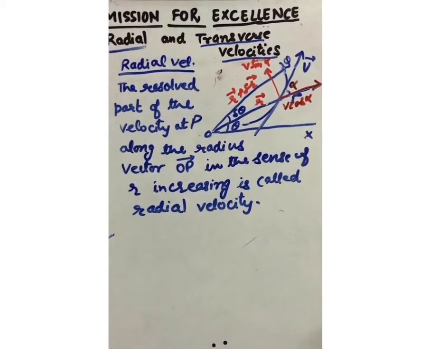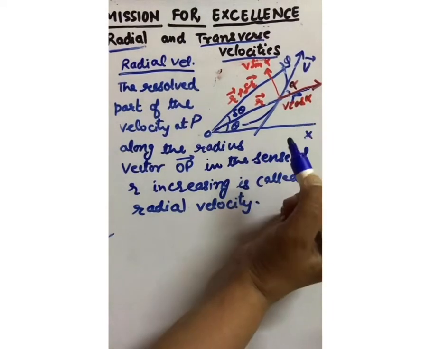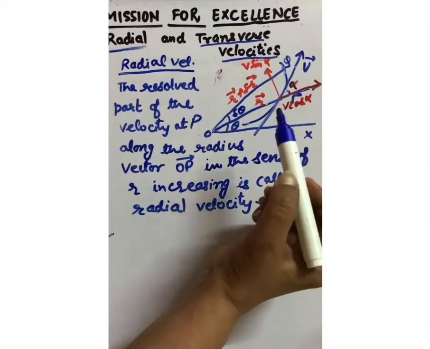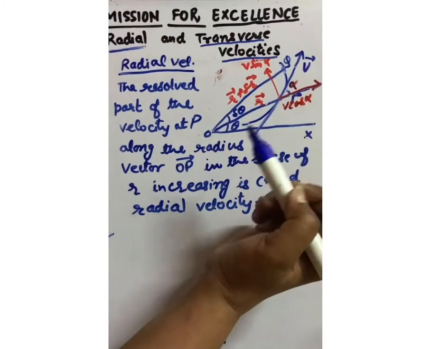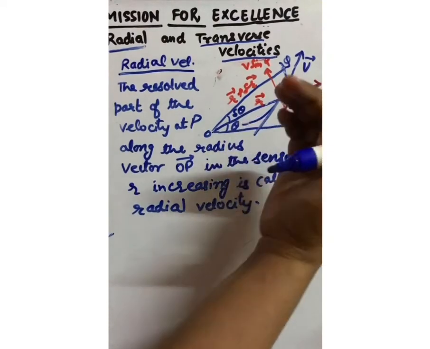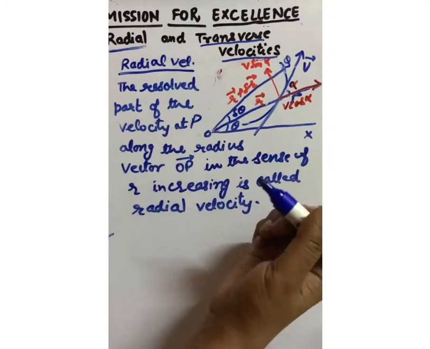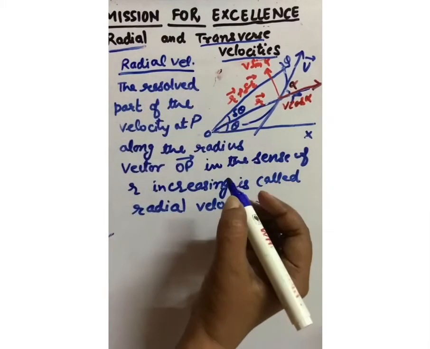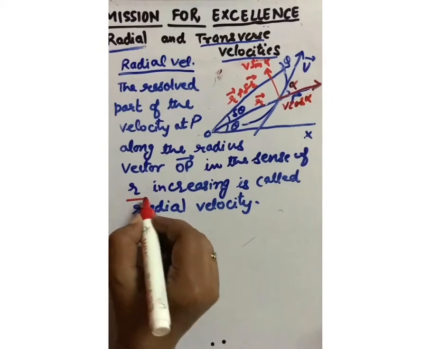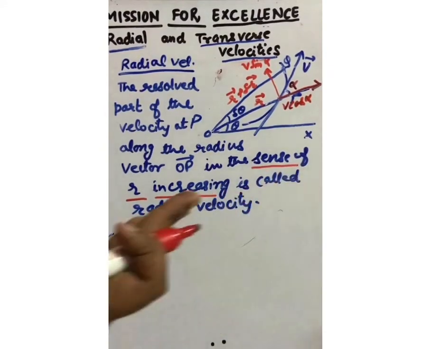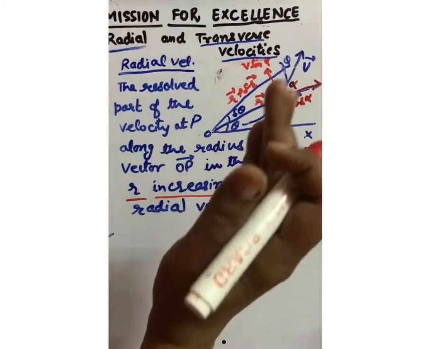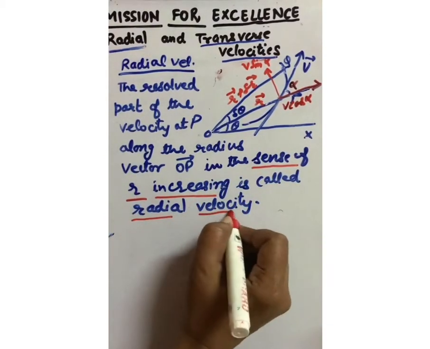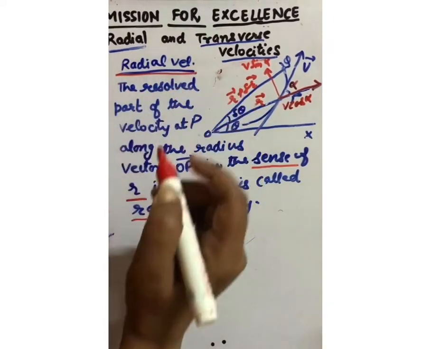Now what does it mean? For any vector v, we take two components: one along the radius vector and another along the perpendicular direction. Direction matters a lot in vectors; if we take the opposite direction, the component will reverse and a minus sign will come. So we take the component in the direction in which r is increasing, and that is the radial velocity, in the sense of r increasing. In the opposite direction r is decreasing, so we take the direction of r increasing, that is known as radial velocity.